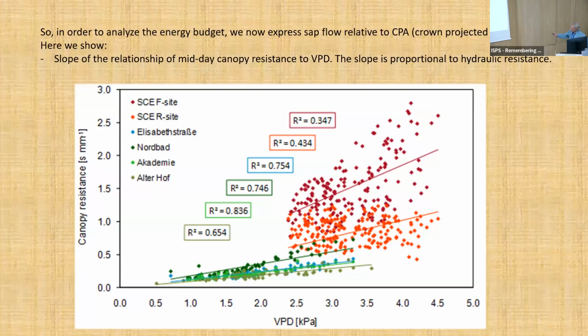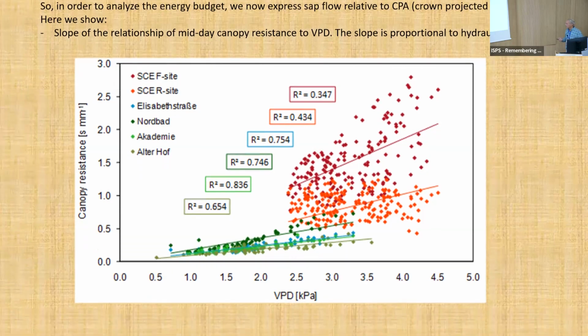Okay, so as I noted, the canopy resistance to VPD relationship comes out as a linear curve. And now, because we've taken these very wide trees with the large canopy projected area compared to the relatively narrow trees in Munich, we have large differences in the canopy resistance. Here we see the high canopy resistance, which I'd call the hydraulic resistance. We can show that this slope is related to the hydraulic resistance of the trees in Beersheba versus the low hydraulic resistance of the trees in Munich.